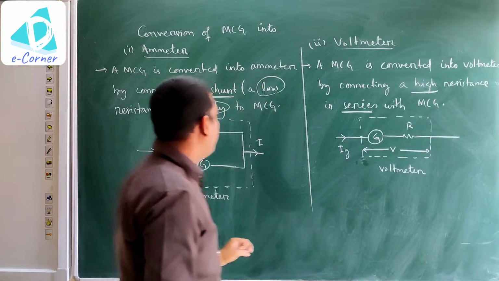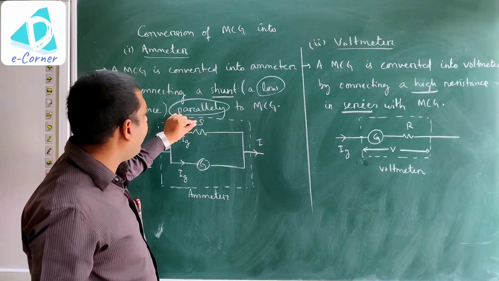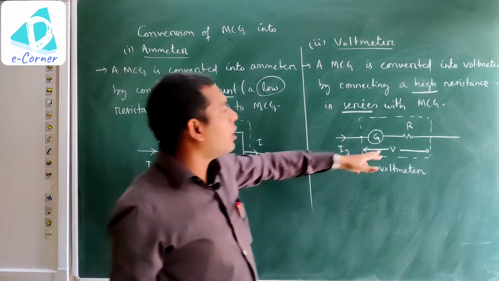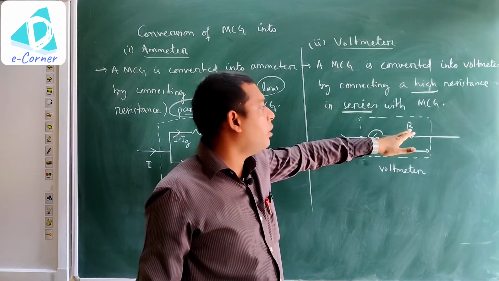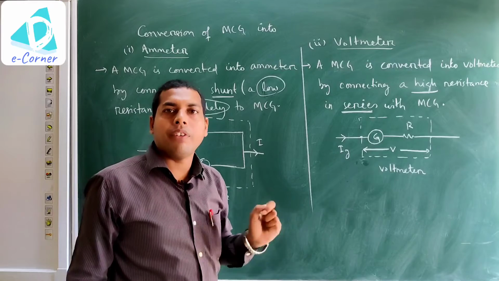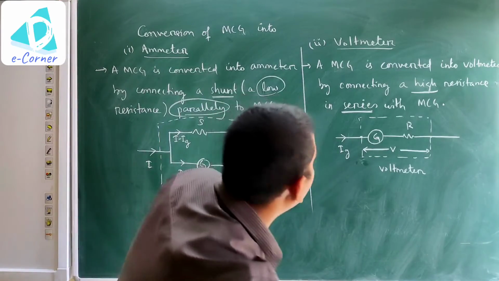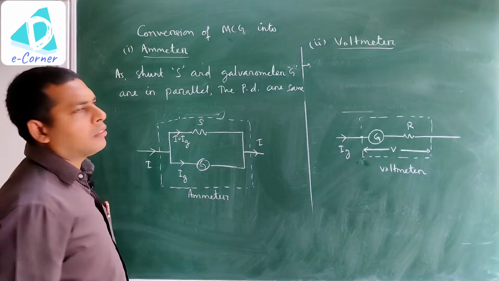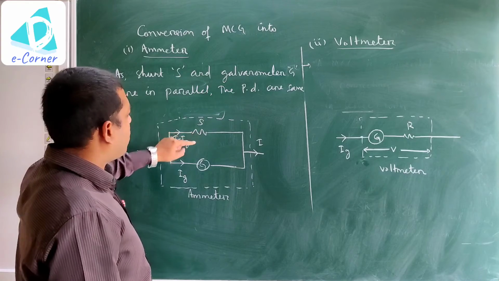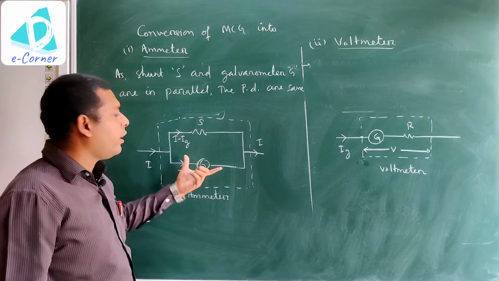Now we have to calculate what is the value of S in this case, and Ig, and here what is the value of this R. That means we have to calculate the value of resistance in both cases. What should be the value of resistance? That is, we can say shunt S and galvanometer G both are connected in parallel.